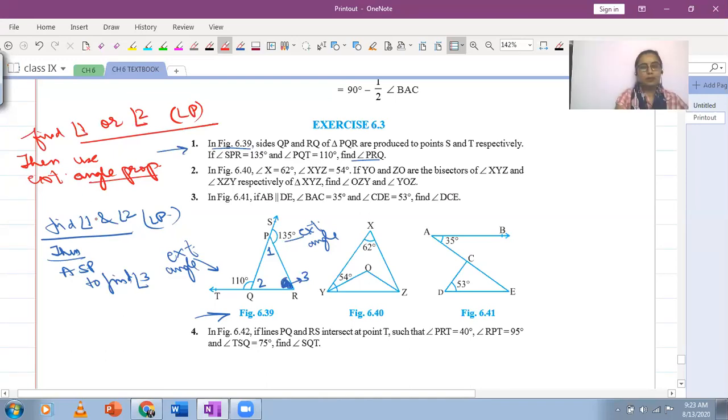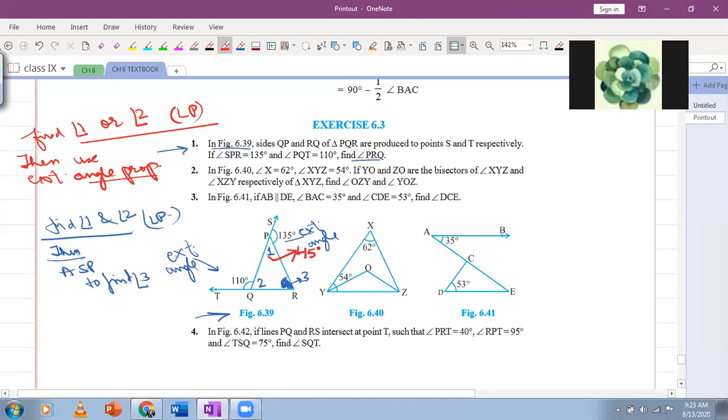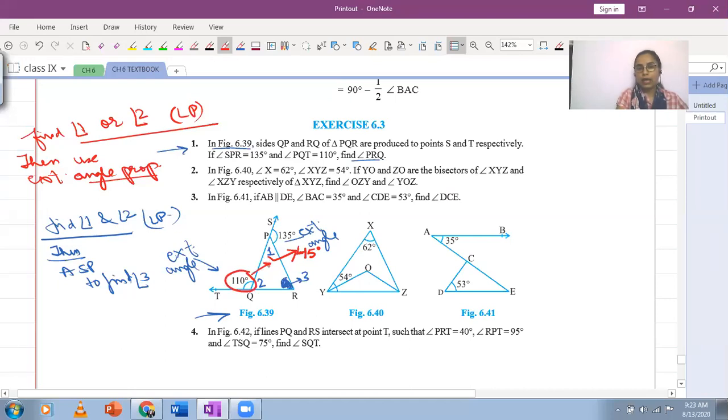Use exterior angle property for the other pair. So let us say if we find angle 1, अगर हम angle 1 find कर लेंगे, angle 1 comes out to be 45 degrees. This will be 45 degrees, and then what I can do is I can relate 110 with angle number 1 and angle number 3, exterior angle property, and then I will not need angle 2. उस केस में मुझे angle 2 की जरूरत नहीं पड़ेगी.